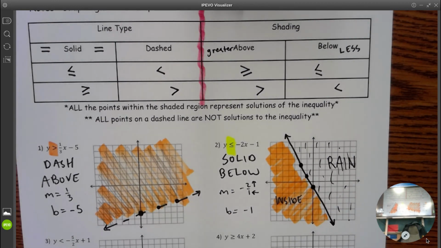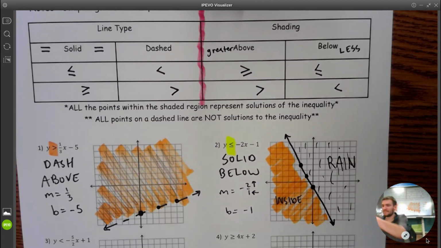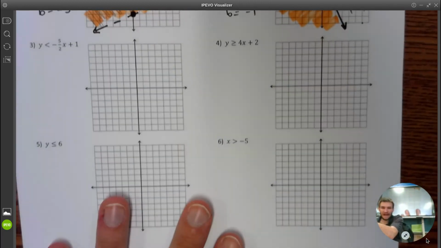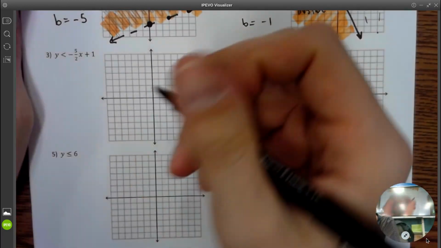Work on this classwork, or not classwork, sorry. Just review. But again, I'll give you some bonus points if you follow along. Okay. Yeah. Moving it faster. Going down to number 3, picking up the pace.